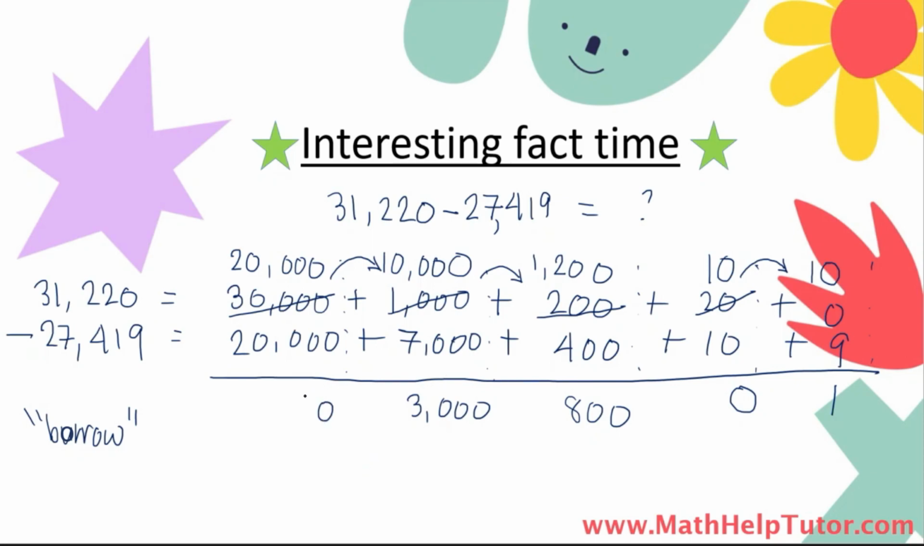So now we have numbers here which actually represent the value of the subtraction of each of the places of our numbers. So we can just put a plus sign here. And if we add all these numbers up, we are going to get a new number, which is 3,801, which is the answer to our problem, which is 31,220 minus 27,419 is equal to 3,801.